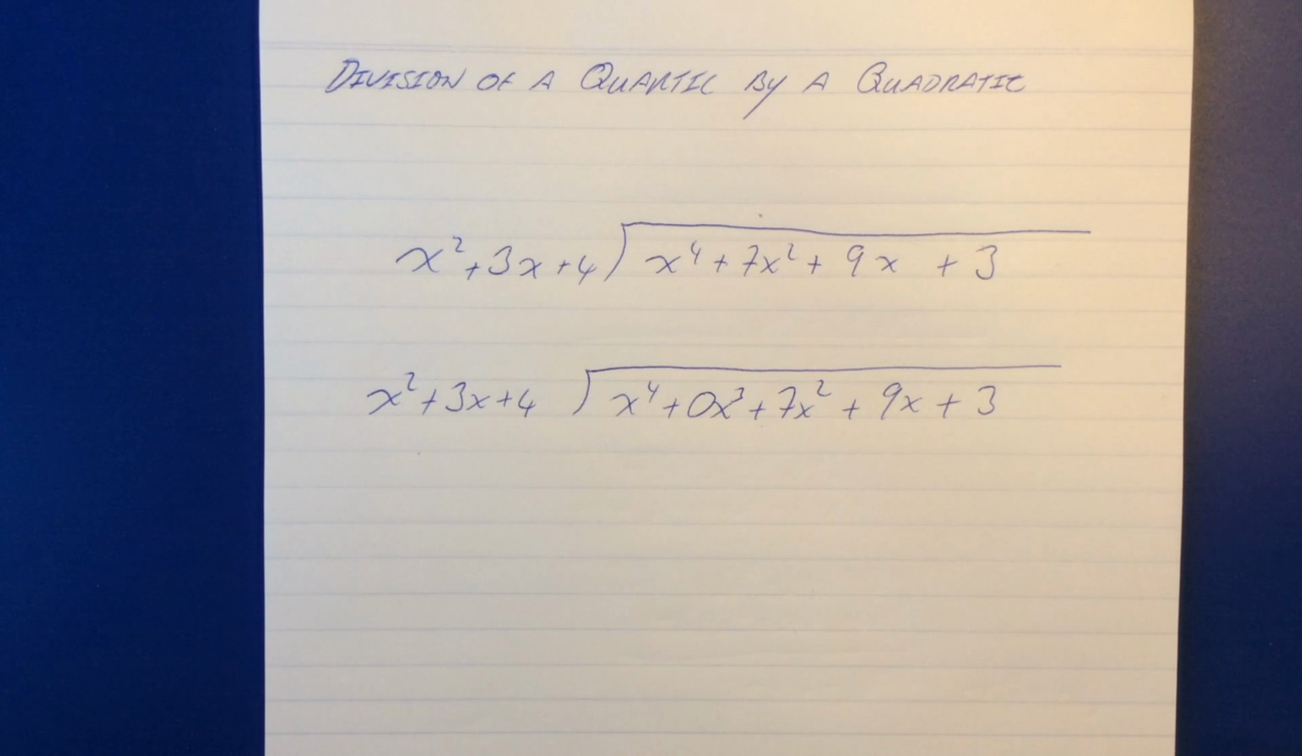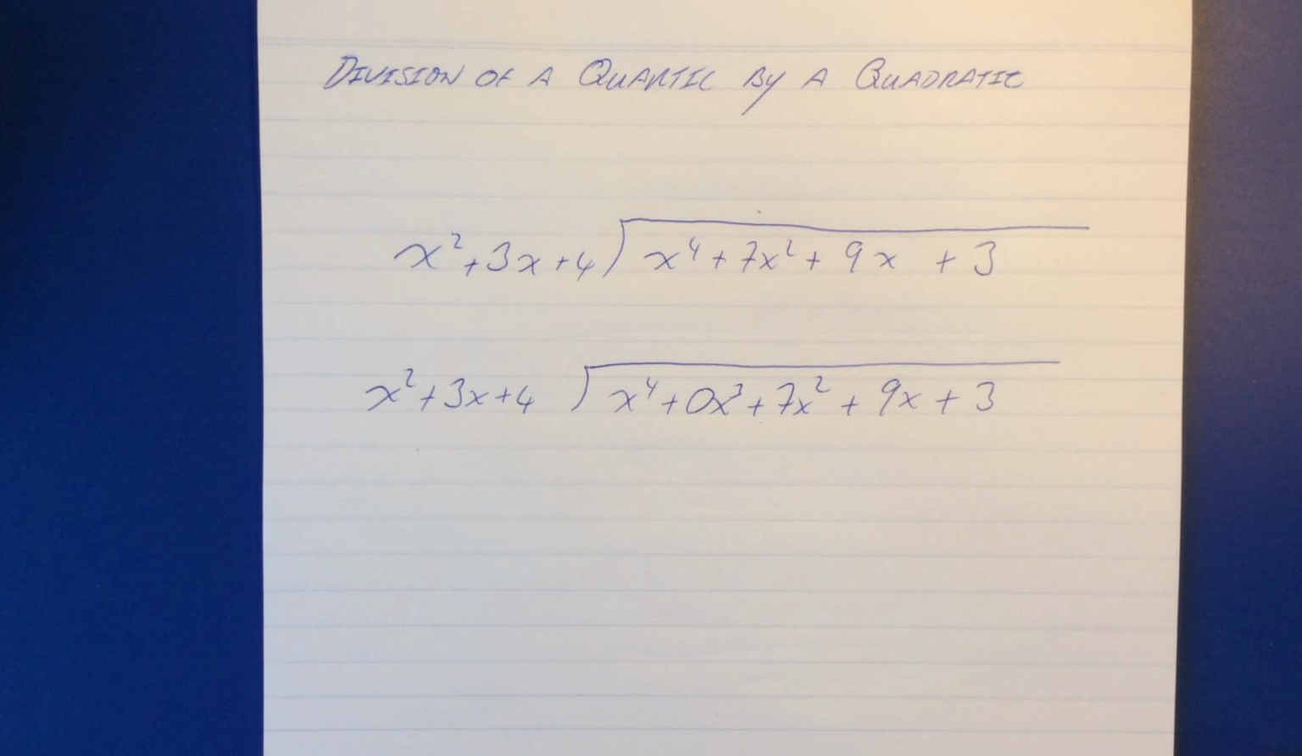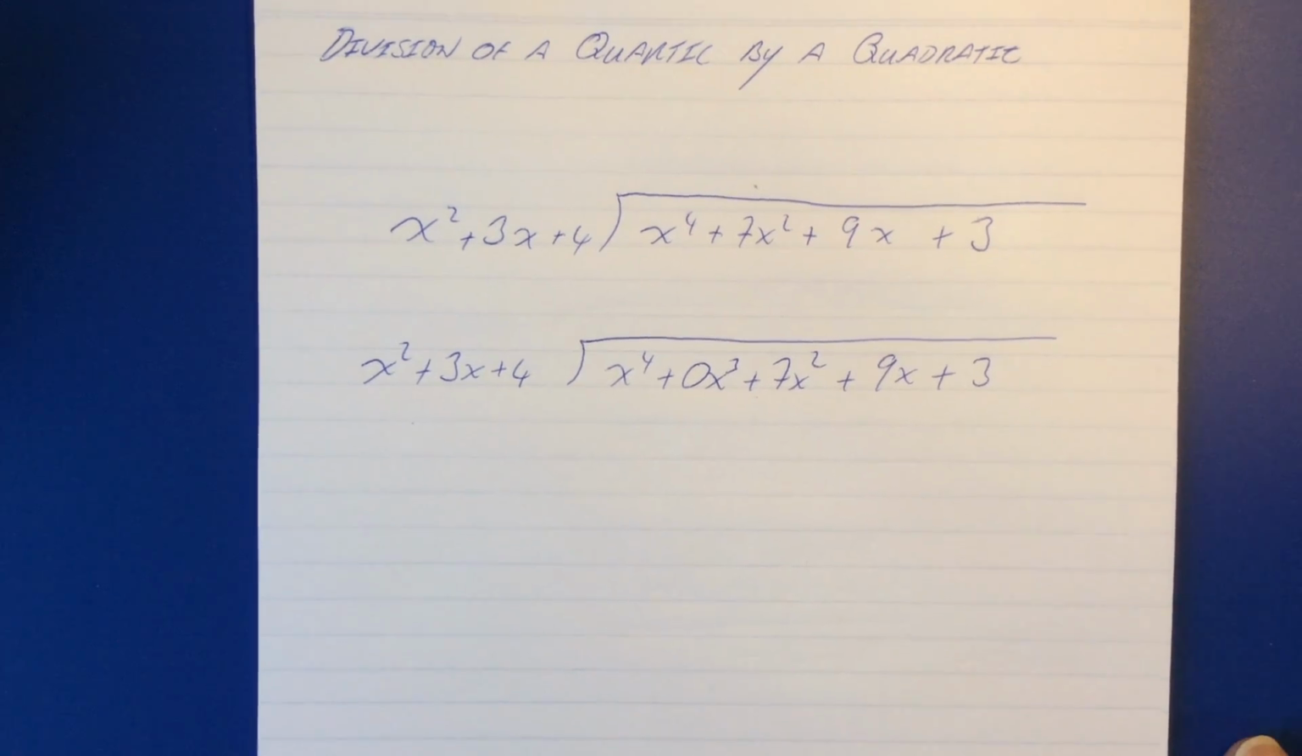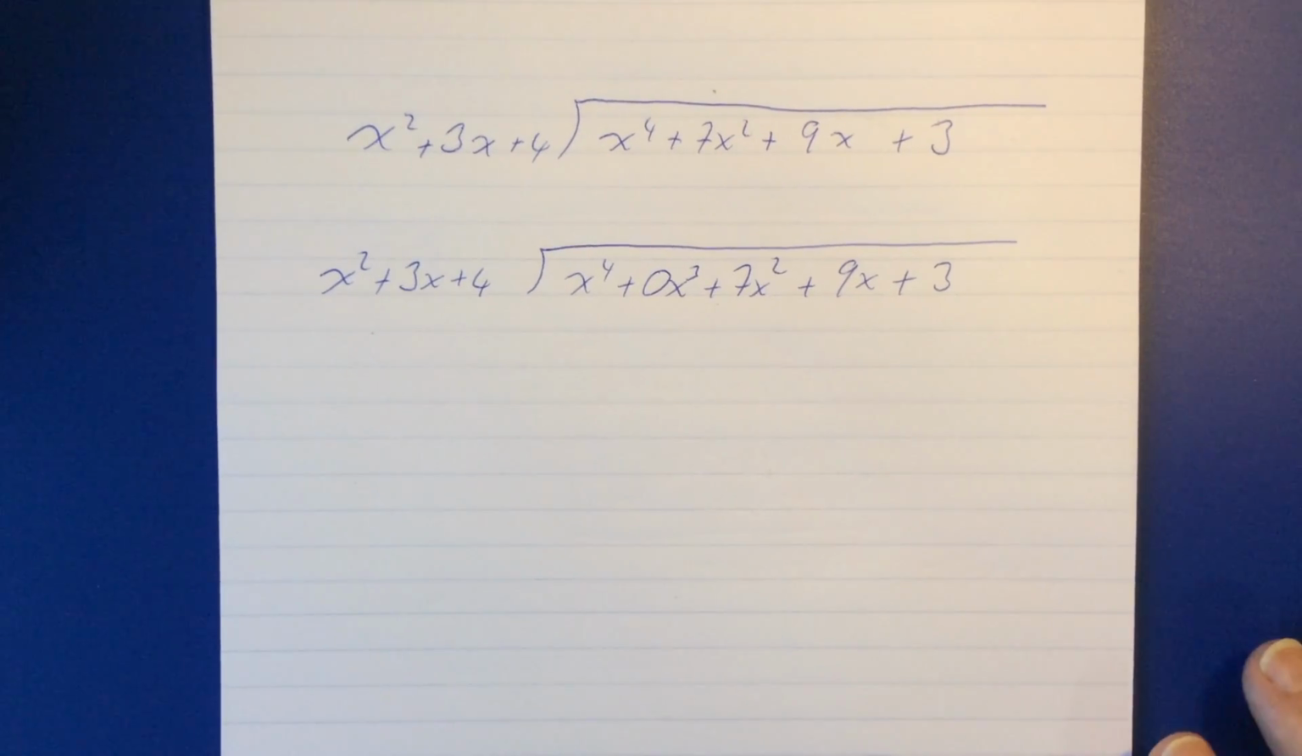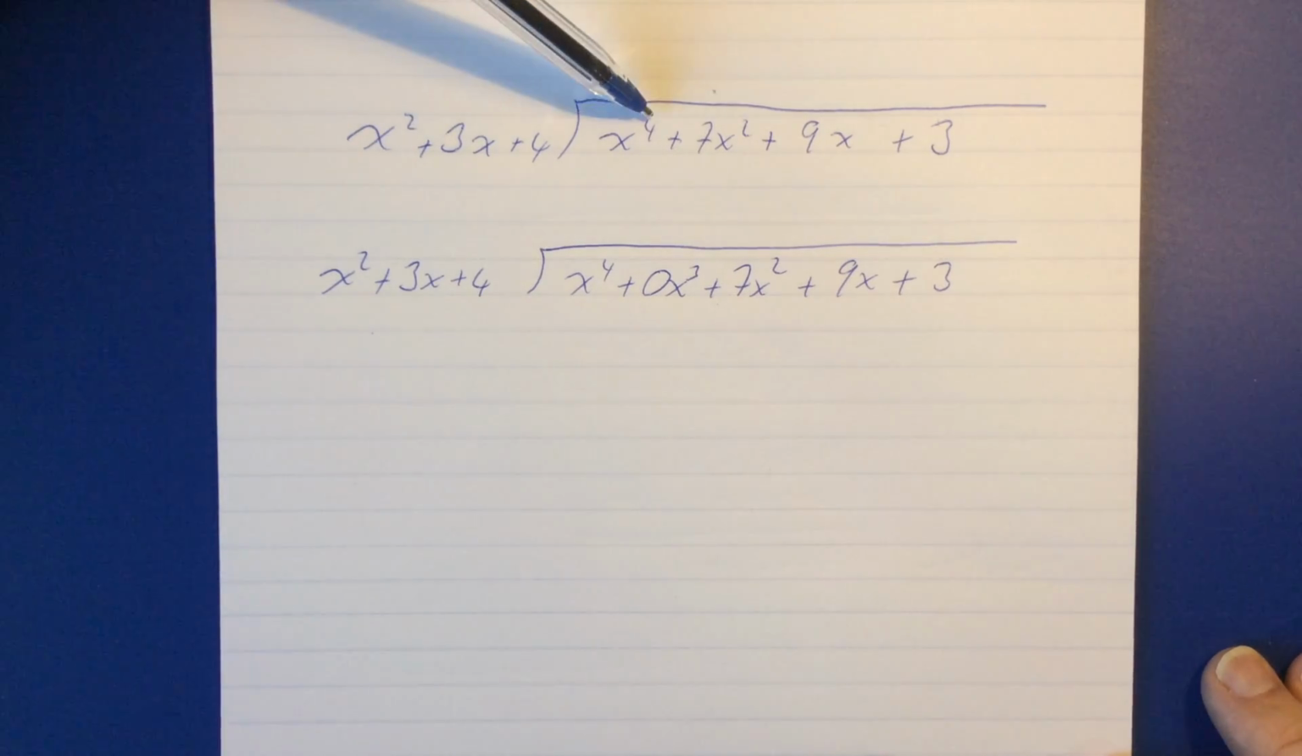Today we're looking at the division of a quartic, which is x to the power of 4, divided by a quadratic, x to the power of 2. While you don't see this very often, problems like this do pop up from time to time. I saw one recently and I thought this would be a good subject for a tutorial. So here we are.